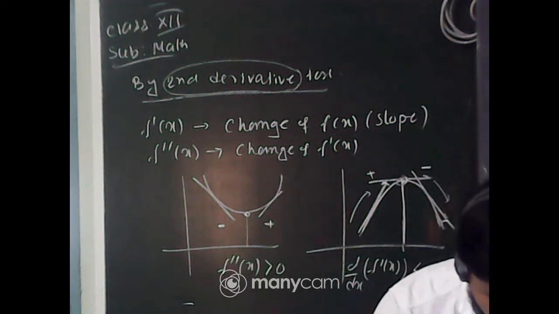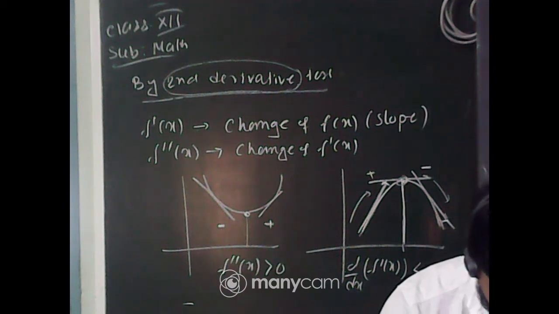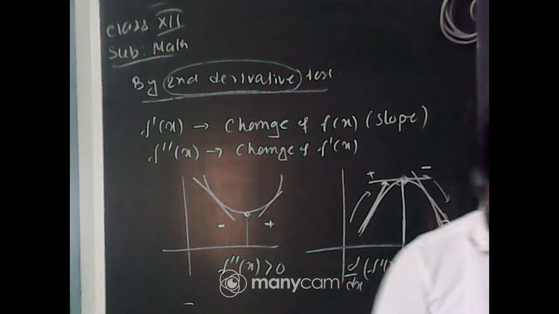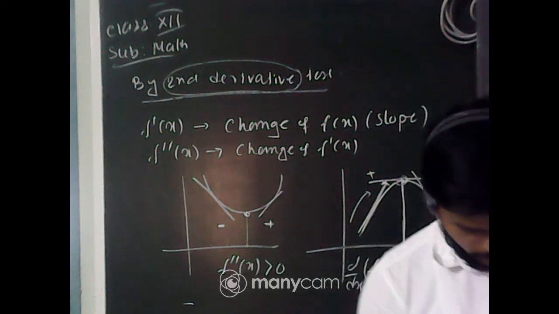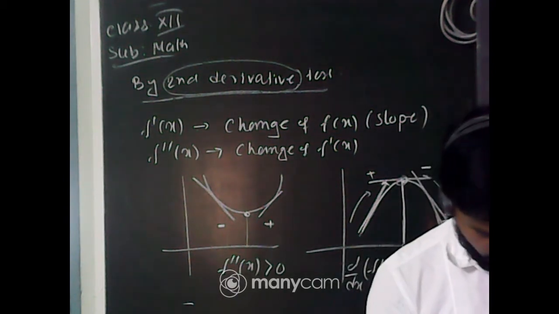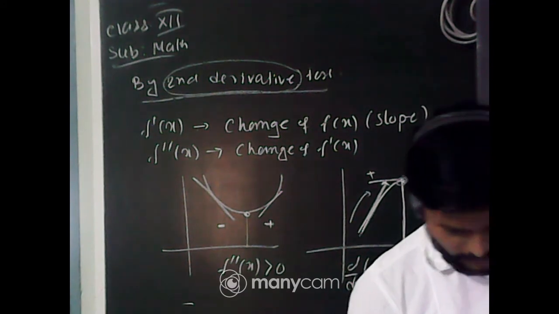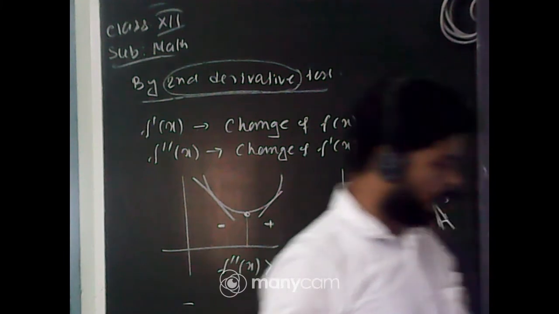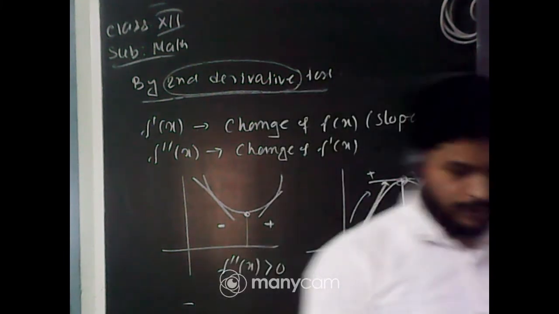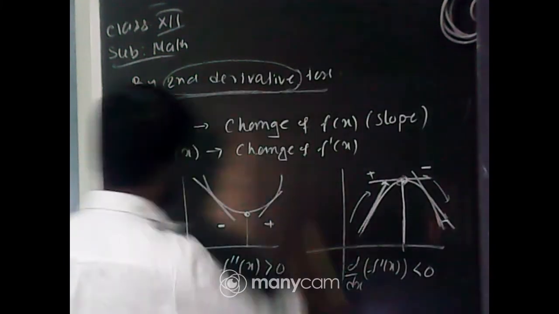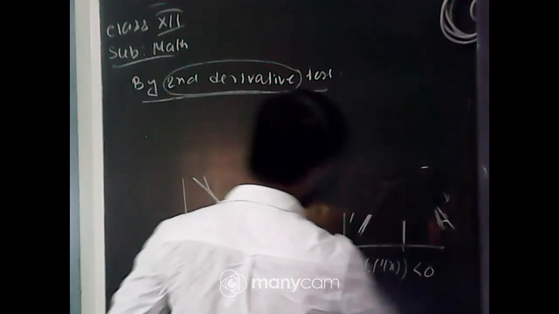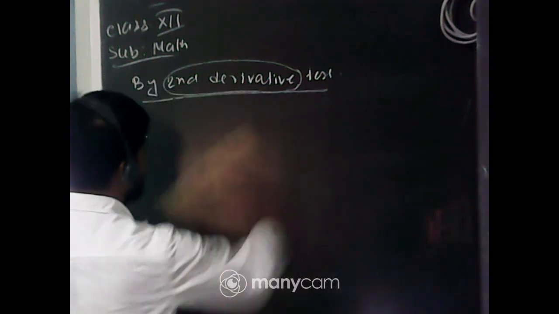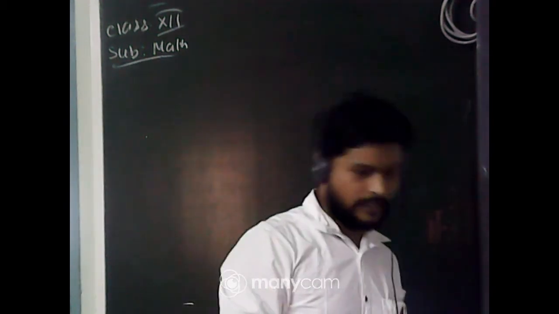Application of derivative, and our page number is 231, exercise number 5.1. Look, the question is find the maximum and minimum value. If the curve has any maximum value or minimum value, we have to find it out. Now look, we can solve the equation by first derivative test or second derivative test.